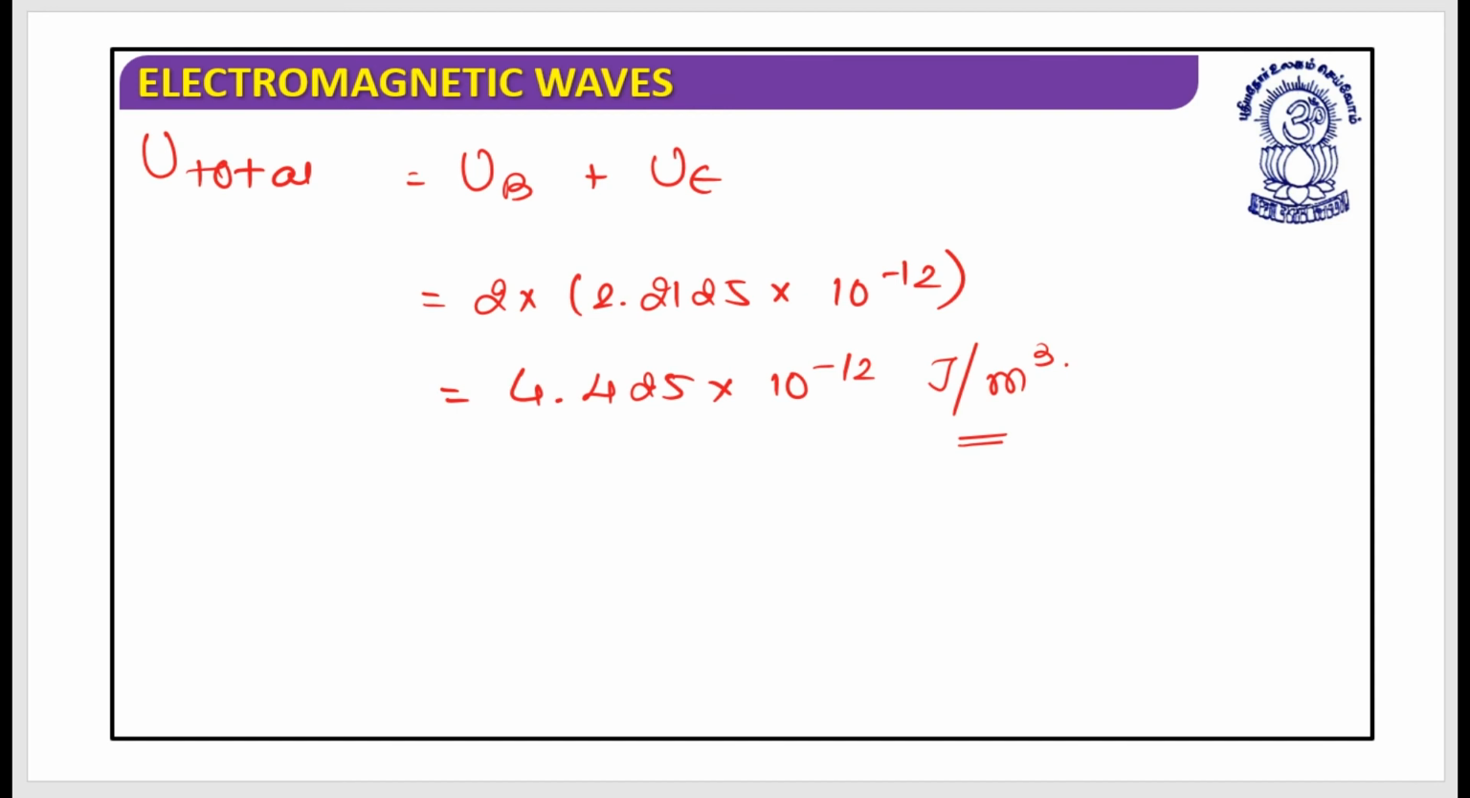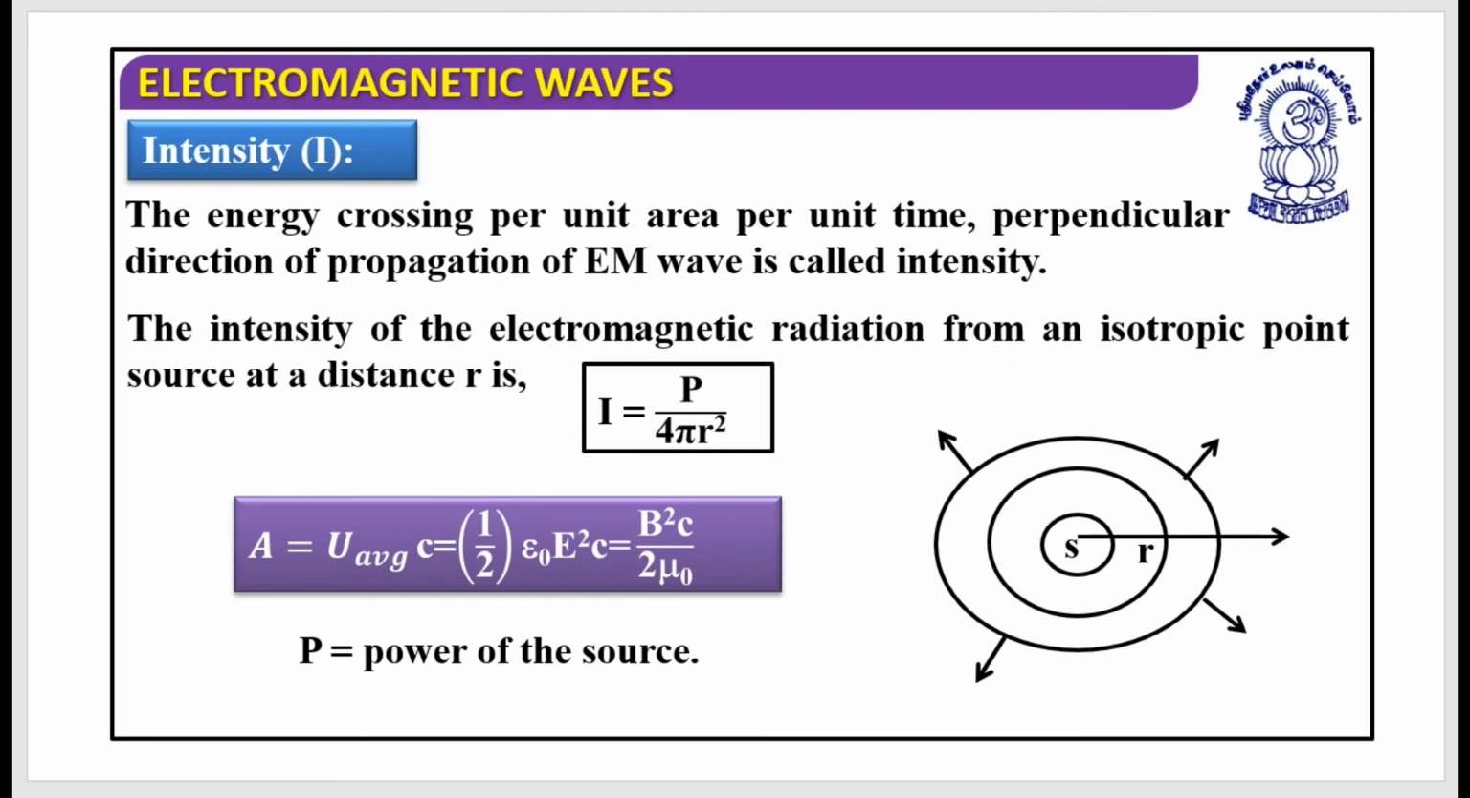Now let's discuss one more very important thing about the intensity. When I say intensity, it is the energy that is crossing per unit area, per unit time, in a perpendicular direction of propagation of the EM wave. That is what we call the intensity.